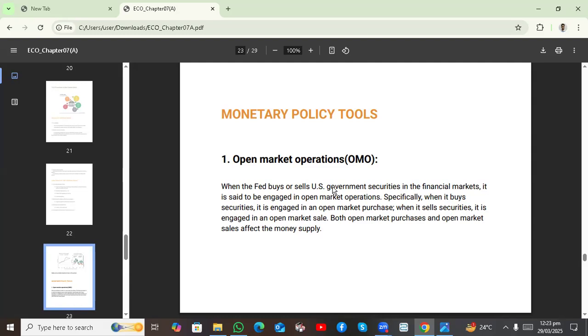At first, we see open market operations, OMO. OMO involve the buying and selling of government securities in the open market by the central bank. This transaction directly influences the money supply and interest rates.